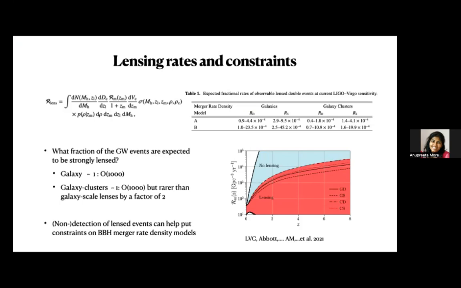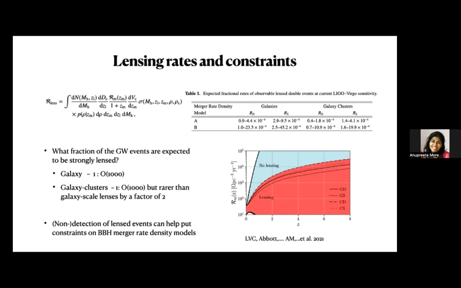In the best case, it is 1 in 1,000. A 1 in 1,000 event would be gravitationally lensed. And here in this table, I'm showing two different models. These two different models correspond to the merger rate density models for the background population. So depending on what model we use for how often the binaries are occurring or merging, we can get really different results.